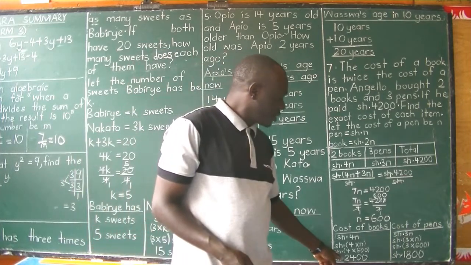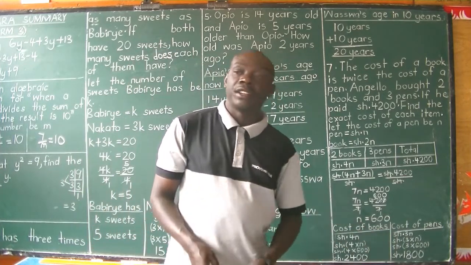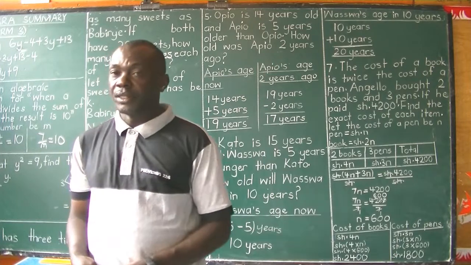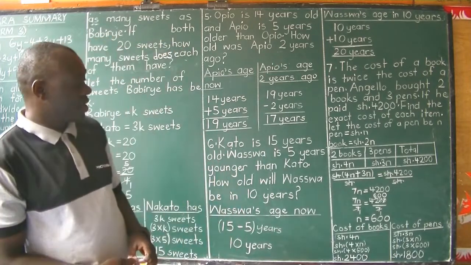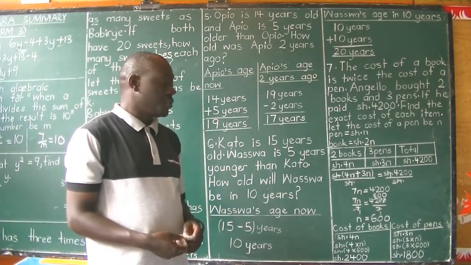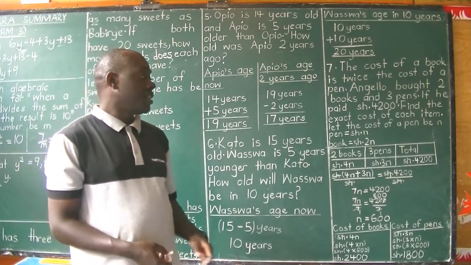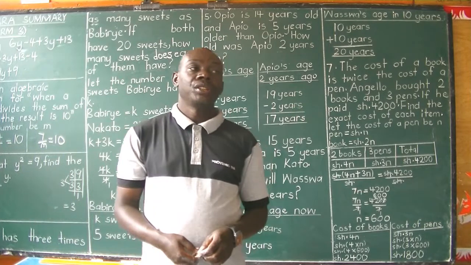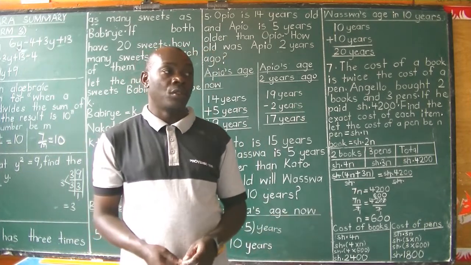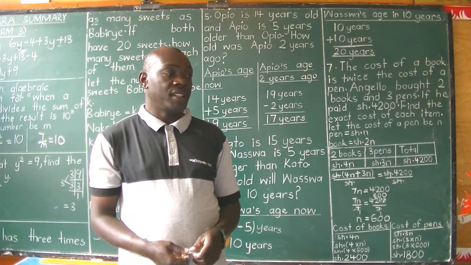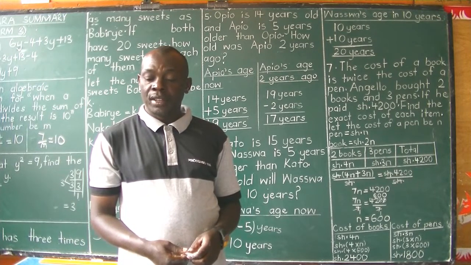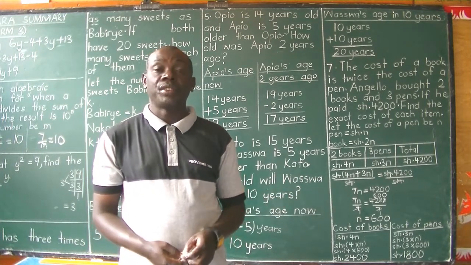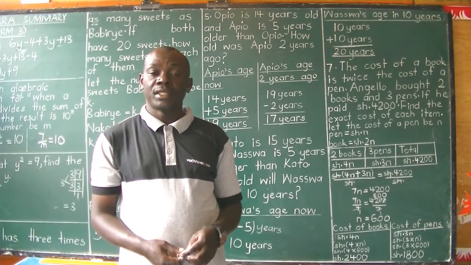Check 2,400 shillings plus 1,800. Okay, someone's got the answer. That is 4,200 shillings, and so it matches the total cost, and therefore the answer is correct, and that makes the end of this lesson. We shall meet in the next episode.